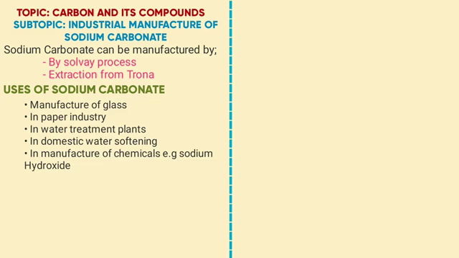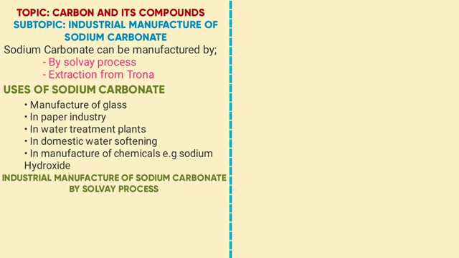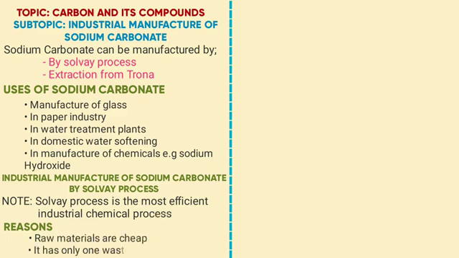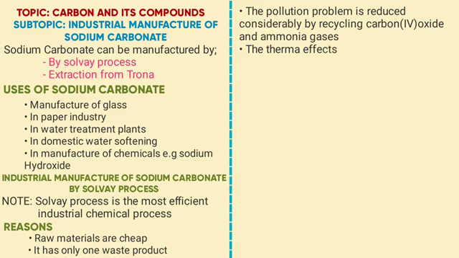So in our lesson today, we want to look at industrial manufacture of sodium carbonate by the Solvay process. Why is the Solvay process the most efficient industrial chemical process? Reasons: the raw materials are cheap. It has only one waste product. The pollution problem is reduced considerably by recycling carbon dioxide and ammonia gas. The thermal effects on the water source near the plant are minimized by recycling.